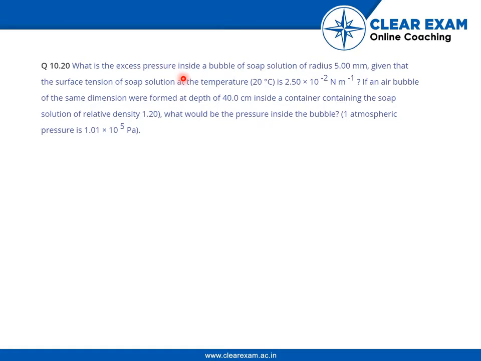What is the excess pressure inside a bubble of a soap solution of radius 5 mm, given that the surface tension of soap solution at the temperature 20 degrees is 2.5 into 10 to the power minus 2 Newton per meter? If an air bubble of the same dimension were formed at a depth of 40 centimeter inside a container containing the soap solution of relative density 1.2, what would be the pressure inside the bubble? 1 atmospheric pressure is 1.01 into 10 to the power 5 Pascal.